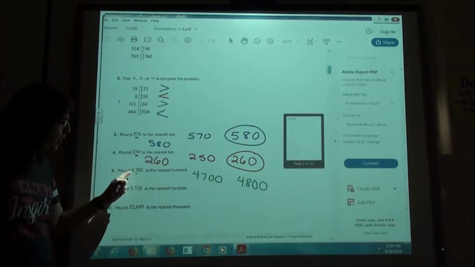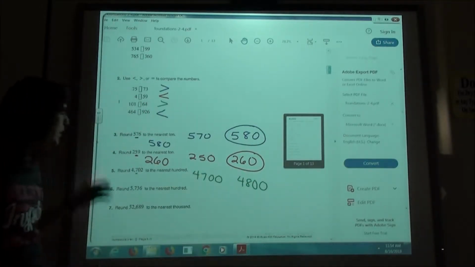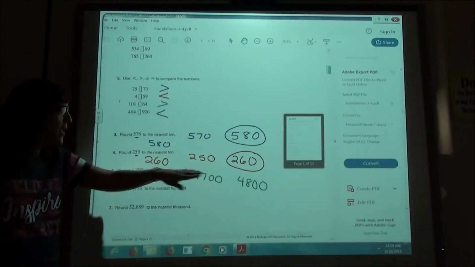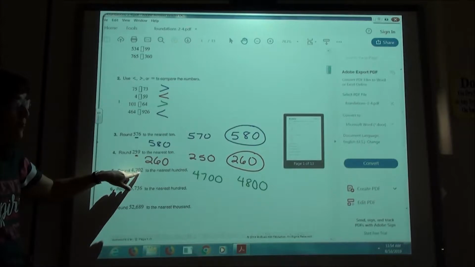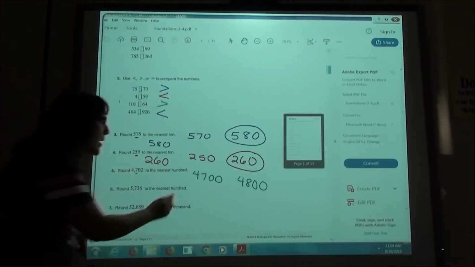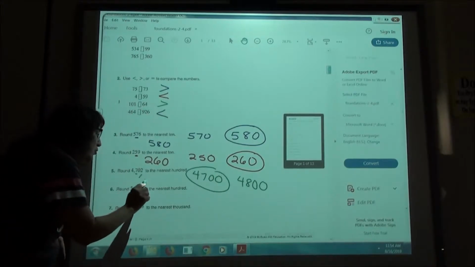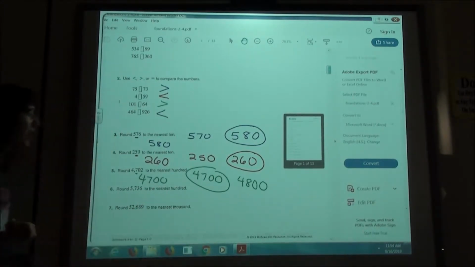Again, this number should be between these two values. Which one is it closest to? It's closest to the 4,700. But if I look at my rule, the 7 is in my 100 spot. It's followed by a 0. If it's 4 or less, I leave the 7 alone. And so 4,700 is where I would round that to.